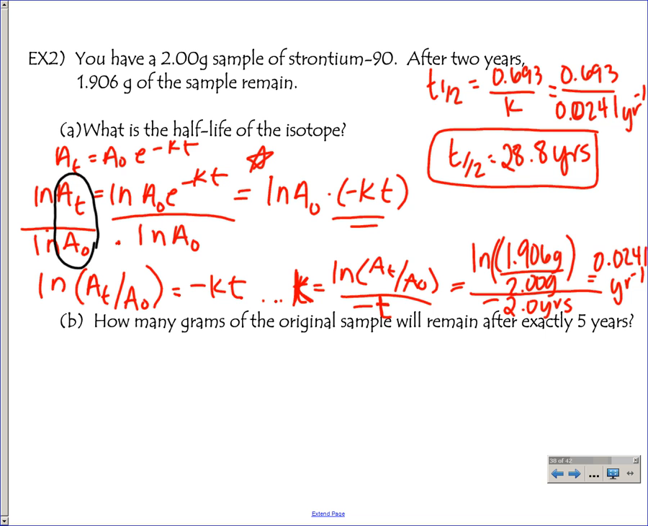Okay, second part. How many grams of the original sample will remain after exactly 5 years? So we have the original sample, which is given to us initially, and then we're using the same type of half-life equation, and all we need to know is the final mass. So we're going to use the A formula.